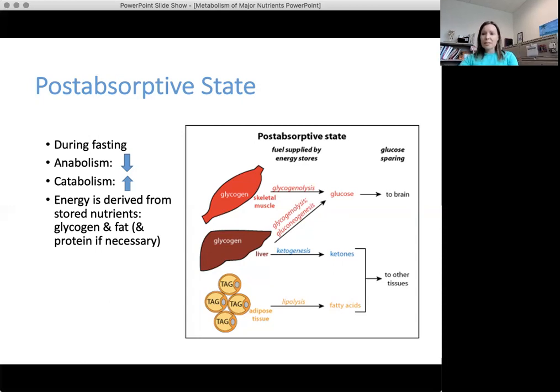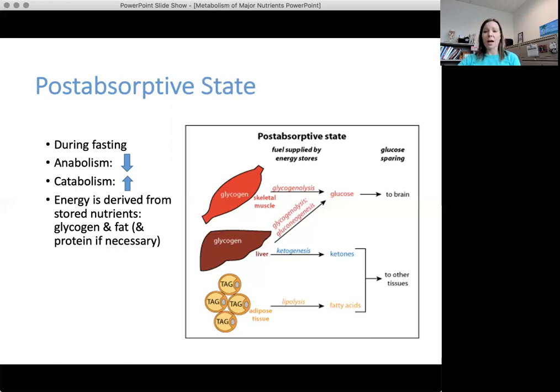Gluconeogenesis, this is most likely also happening. You're making glucose from non-carbohydrates. So once you use up your glycogen, then your body is going to need to use fats. So this is using other nutrients to generate glucose to use for energy. So yes, that is happening.